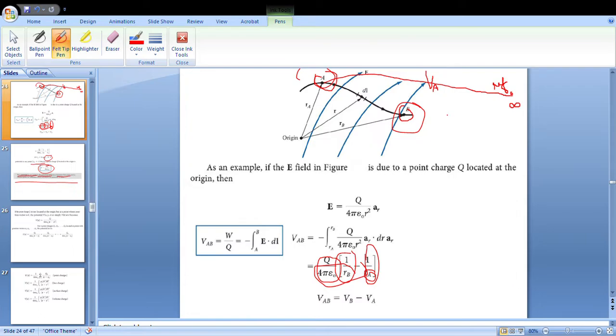So for measuring the potential, what do you need? You need a point where you have to calculate the potential, and you need a reference point where the potential is 0. Only then can you calculate the absolute potential. Whereas for potential difference, you need two different points which have their own potentials. I hope it is clear.